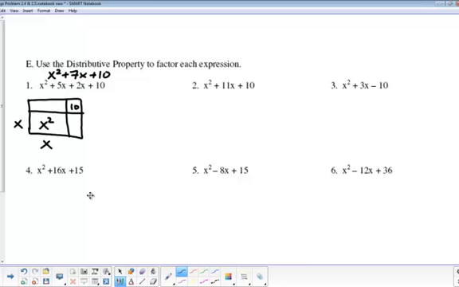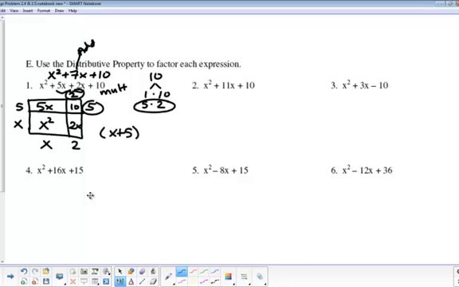I want two numbers that multiply to give 10, that add to give 7. I was actually already given the answer of 5 and 2. If you think about 10, it only has two factor pairs, 10 and 1 and 5 and 2. And 5 plus 2 is 7. So 5 and 2 are my answers to get the 7. So I'm going to have 5x and 2x. So my factored form is x plus 5, x plus 2.